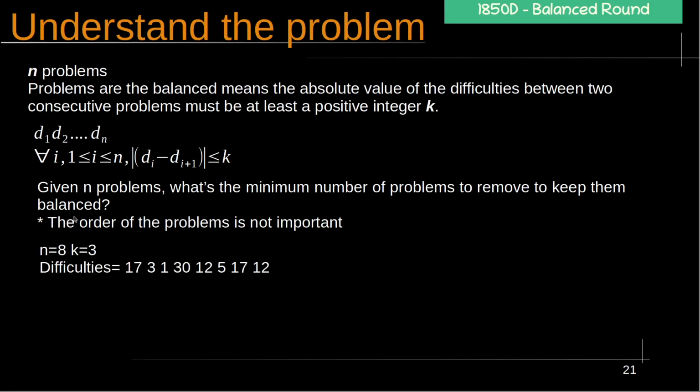Let's take an example here. If we take this set of problems, as we see here, 17 minus 3 is not balanced because k is equal to 3. The difference here is 14. So we choose, let's say, to remove 17. So we have to keep the 3. 3 and 1 is balanced because their difference is equal to 2, which is less than k. 1 and 30, no. So we have to remove 30.